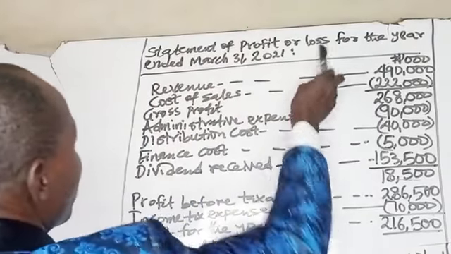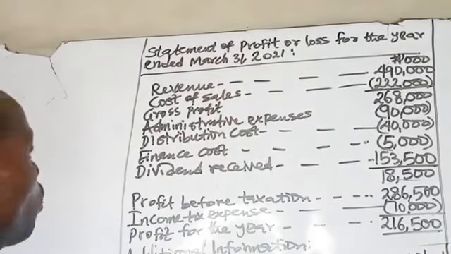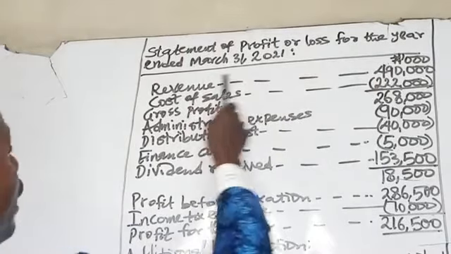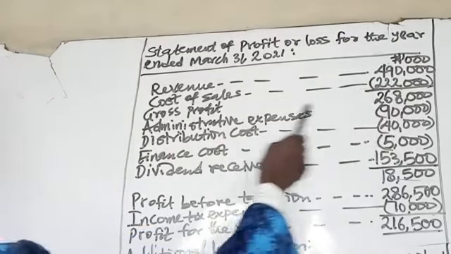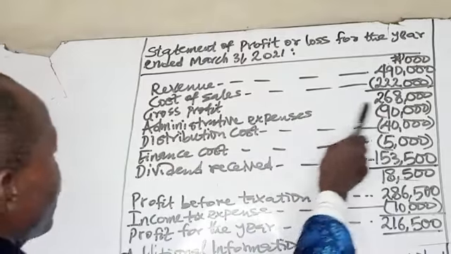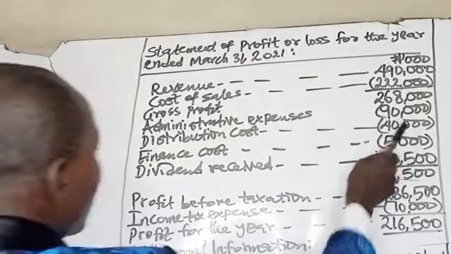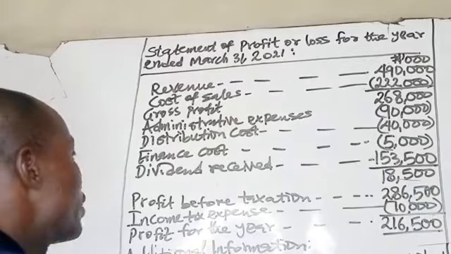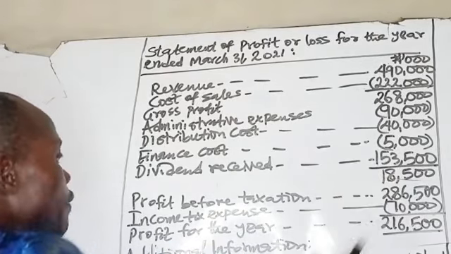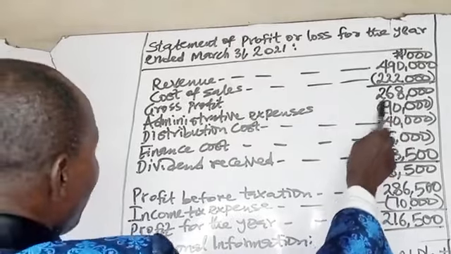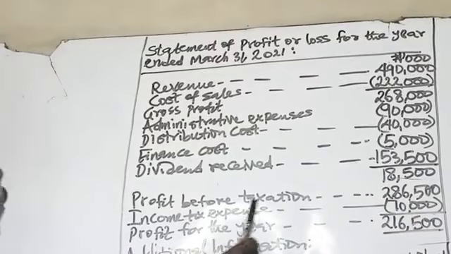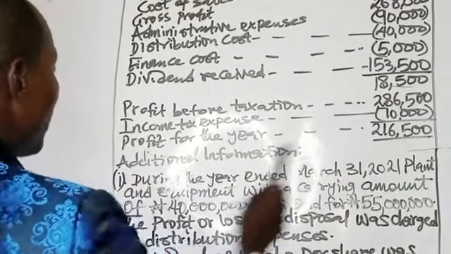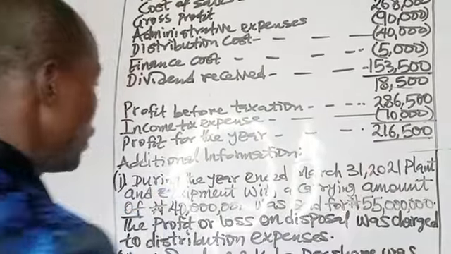Statement of profit or loss for the year ended March 31st, 2021, amounts in 1,000 naira. Revenue 490,000. Cost of sales 222,000 naira. Gross profit 268,000. Administrative expenses 90,000. Distribution cost 40,000. Finance cost 5,000. Dividend receipt 153,500. Then the net difference between expenses and dividend received is 18,500. We have profit before taxation 286,500. We have income tax expense 70,000. Profit for the year 216,500.